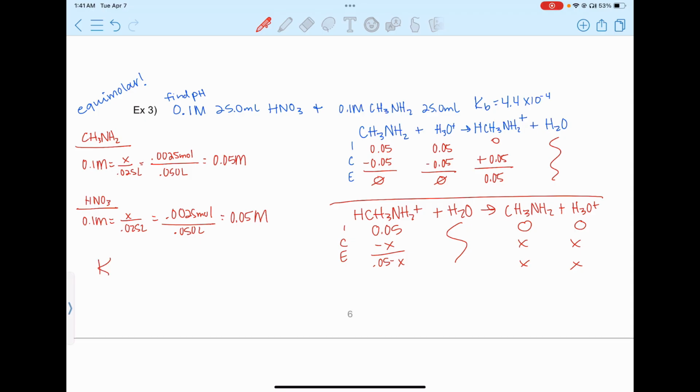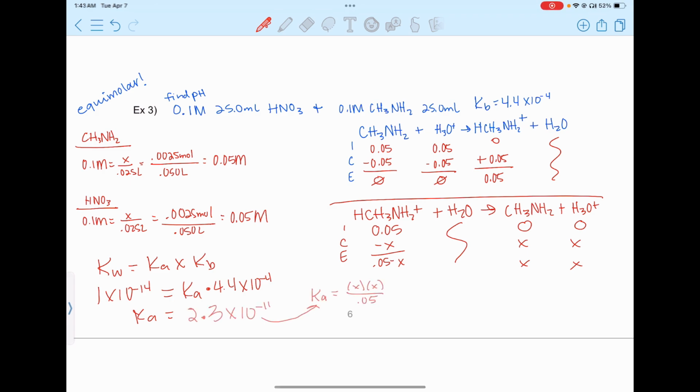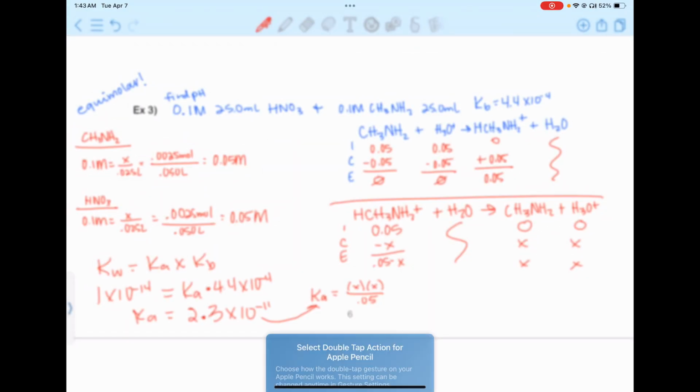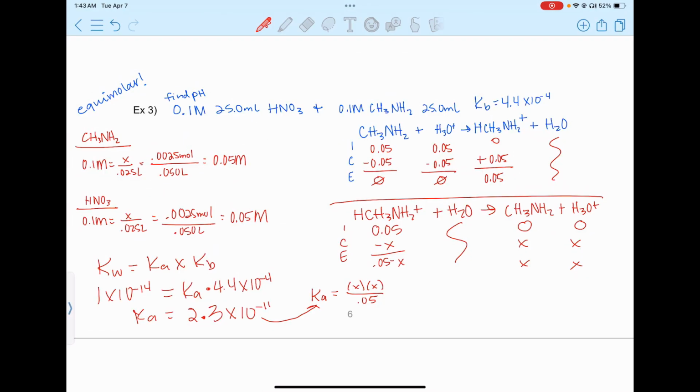So what I'm going to do, right, is go back to that Kw, it's going to save us, is Ka times Kb. 1 times 10 to the negative 14 is equal to Ka times 4.4 times 10 to the negative 4. I'm going to solve that, get an answer for Ka. Once I plug that into the calculator, I get that our Ka is equal to 2.3 times 10 to the negative 11. Now I'm ready to set up that Ka expression. So Ka is equal to products over reactants, so I get x times x over 0.05. We're going to neglect that subtraction of x to avoid a quadratic.